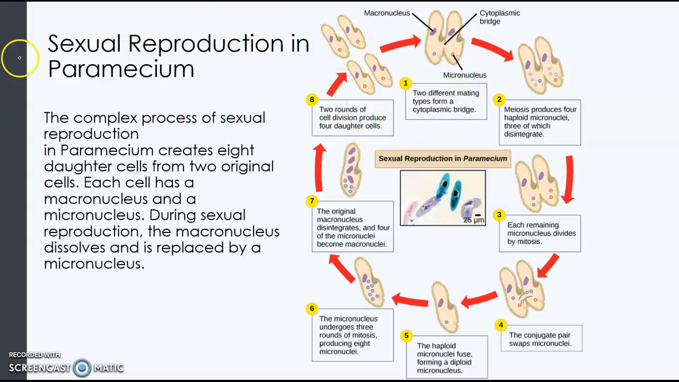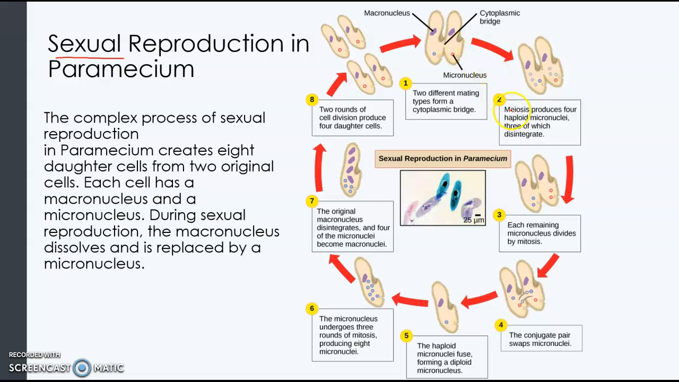This shows you the life cycle of a paramecium. I don't always stop to go over the life cycles, but I will here. So let's start with number 1. First of all, it's important to know, and you may have noticed this in the original illustration that I showed you, but the paramecium has a macronucleus and a micronucleus. And there are 2 different mating types. One is shown here with a blue micronucleus, and the other one has a red micronucleus. So what happens is 2 paramecia line up and form a cytoplasmic bridge.